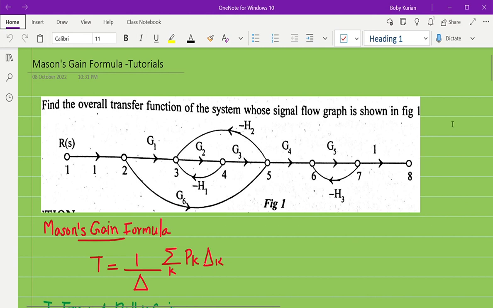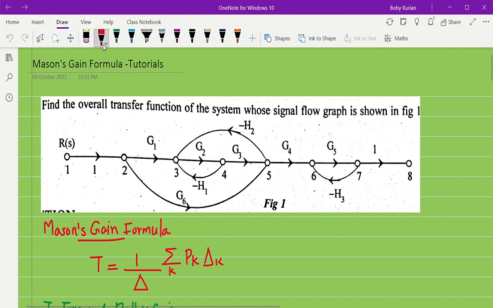So as we all know, Mason's gain formula is given by T, that is the transfer function, equal to 1 by delta, sigma Pk delta k, divided by delta.